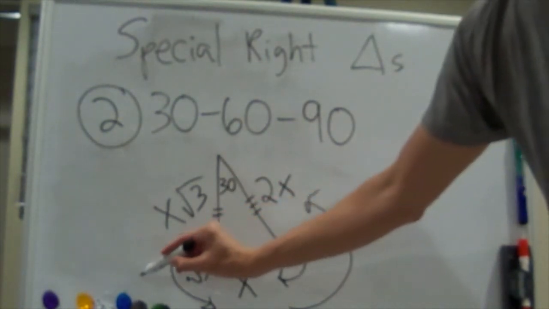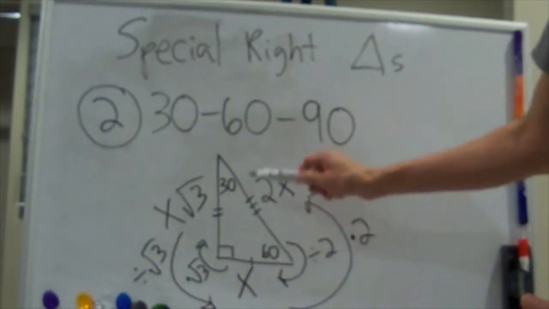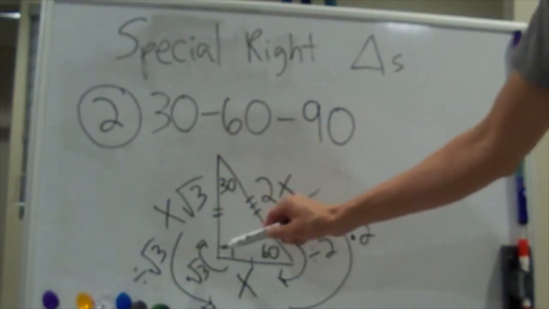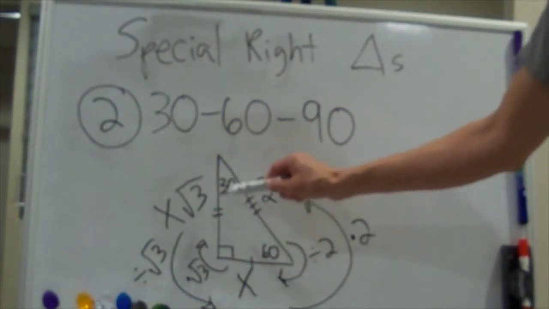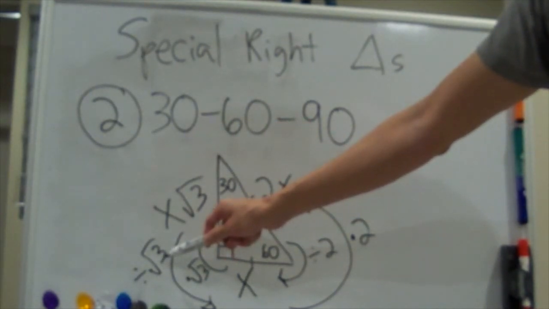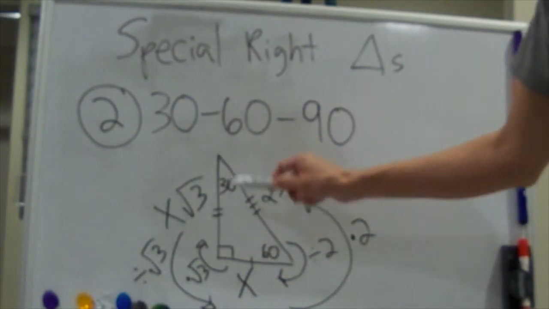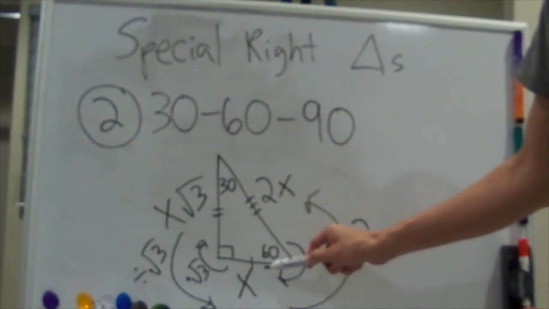So of course if you go from the long leg to the short leg, you're going to divide by rad 3, right? So if I tell you the long leg is rad 21, rad 21 divided by rad 3 is going to be rad 7. So if this is rad 21, this is going to be rad 7, right?